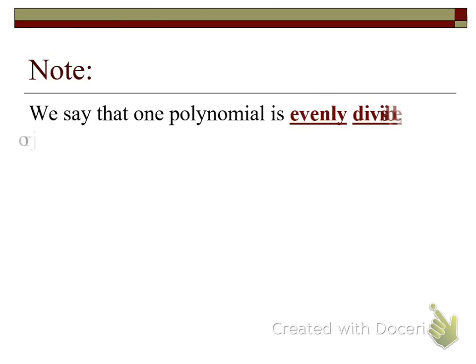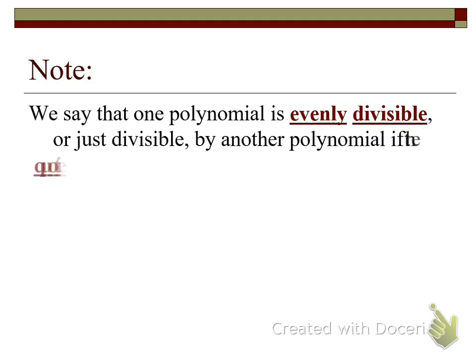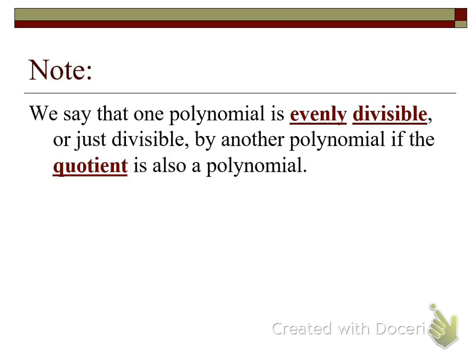Okay, so we're going to use this for what we're doing on the back. We say that one polynomial is evenly divisible, or just divisible, by another polynomial or monomial if the quotient is also a polynomial.